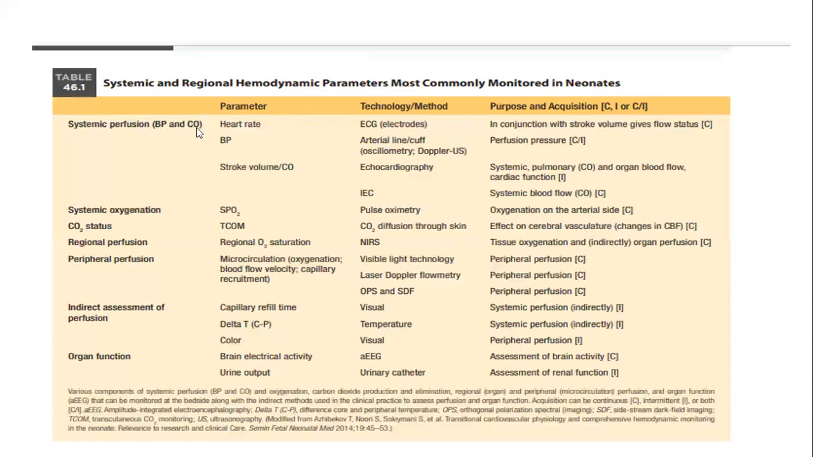As you see, these are the parameters we measure: systemic perfusion, systemic oxygenation, CO2 status, regional perfusion, and peripheral perfusion. These are the multiple parameters to measure neonatal shock. Indirect assessment of perfusion is done by CRT here, and organ function by amplitude EEG. These are all the multiple parameters I see in this table to assess neonatal shock.